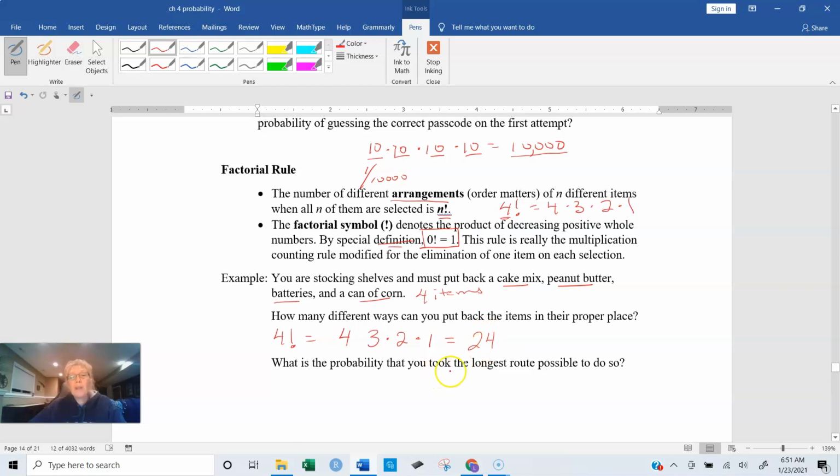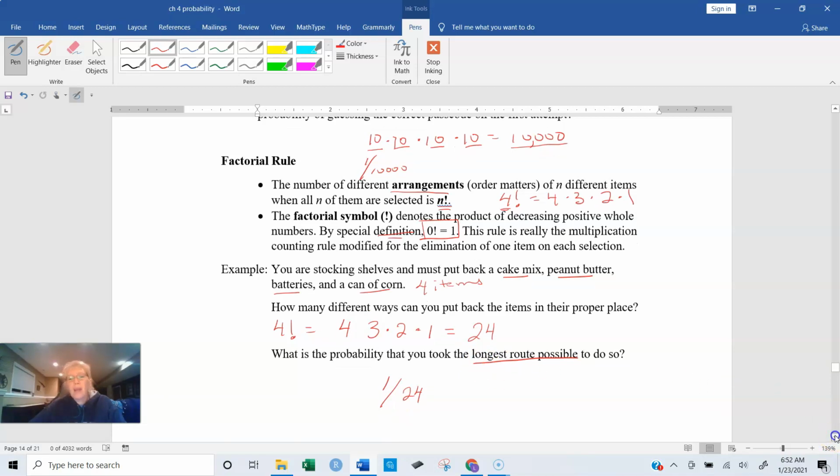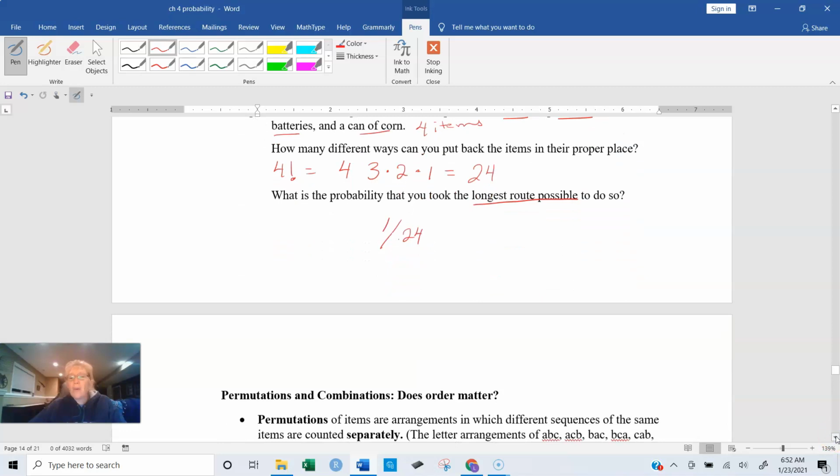So what's the probability that you took the longest route possible to do so? So you took your time. There's only one longest route, and you have 24 ways to do so. So 1 out of 24. So if you're avoiding work, that's probably more than 1 out of 24. You'd probably do it higher than that. But if you want to get done, your odds of luck are 1.